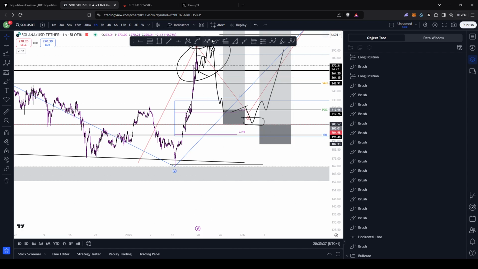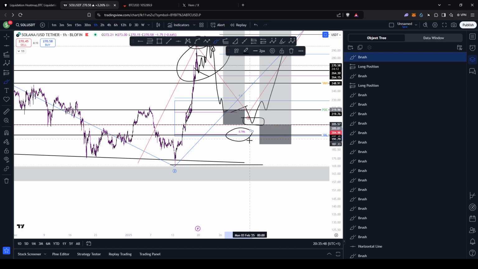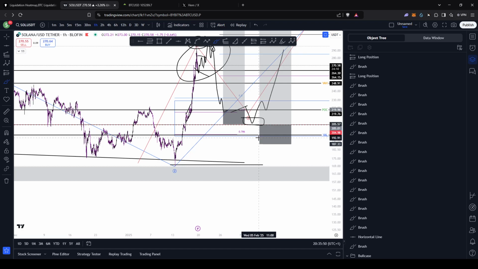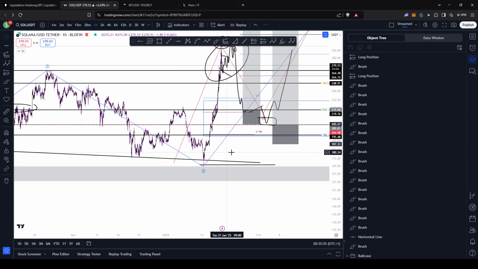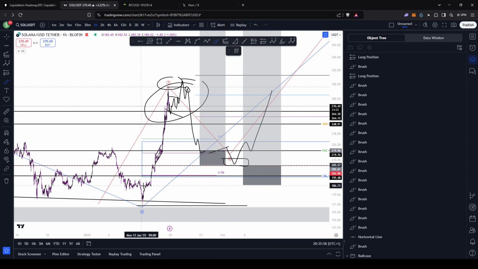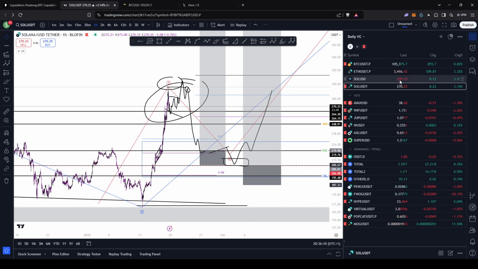You do also have a very nice 786 fib at value area low. I don't think we get to it, but if we do, as long as it holds, it's bullish. If you start breaking below it, I would be quite worried, but nothing we have to worry about now. We are at 270 and not 190. It's quite some way to go if you were to go for that. So that's what I would be looking for, Solana. Do you guys have any coin requests?